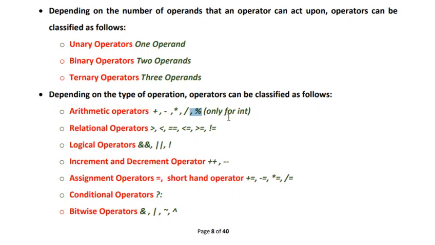Now what you need to remember is that all of the operators except modulo can be used for all the data types. So plus can be used for integer as well as floating point. Likewise, division can be used for integer as well as floating point, but modulo is only defined for integers. This is an important thing that you need to remember: the modulus operator is always defined for only integers.